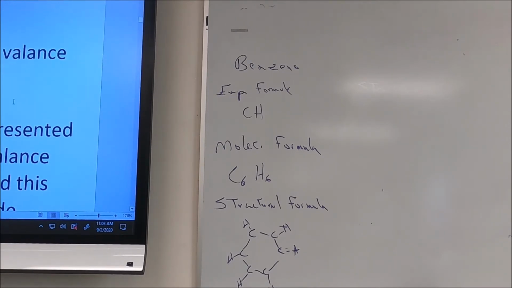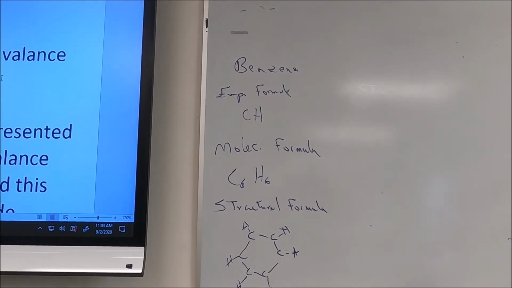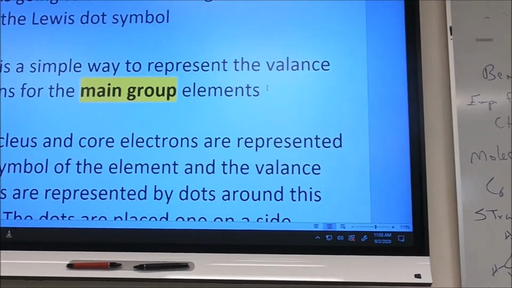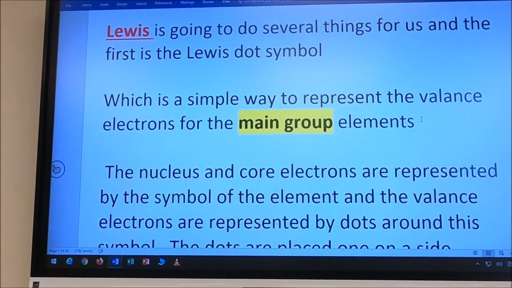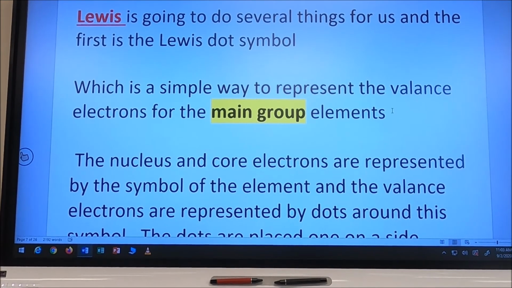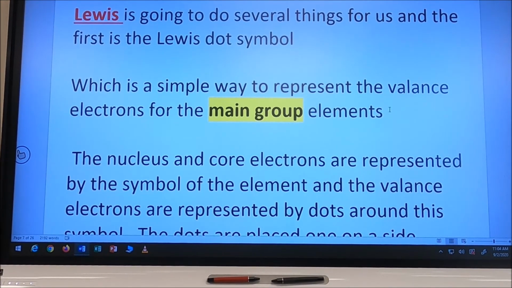Okay, now, on our way to develop formulas for compounds, let's talk Lewis. Lewis is going to do several things for us. The first thing that Lewis does is he gives us what are called Lewis dot symbols.